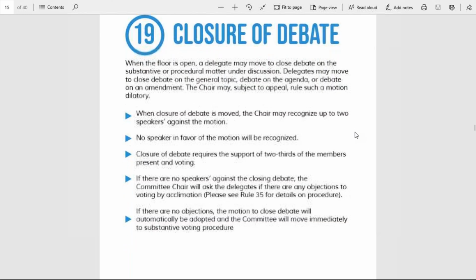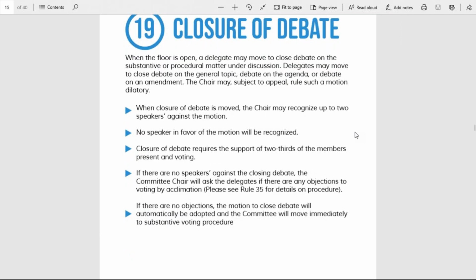If there are no speakers against closing debate, the committee chair will ask the delegates if there are any objections to voting by acclamation. Now, acclamation, I don't know if some of you have been to MUN, but if you've watched parliamentary proceedings, all those in favor of this say aye, and then you hear them saying aye. That's voting by acclamation. If you as a committee feel that each and every one's vote must count, then you can decide not to vote by acclamation. But ideally, that is how things usually go. You vote by acclamation, all of you, by saying aye and nay. If the ayes have it, they have it. If they don't, then they don't.